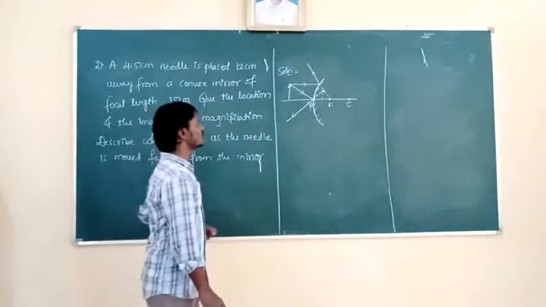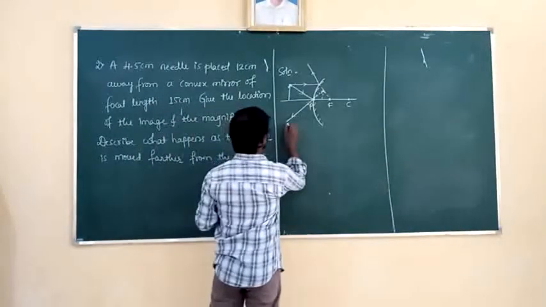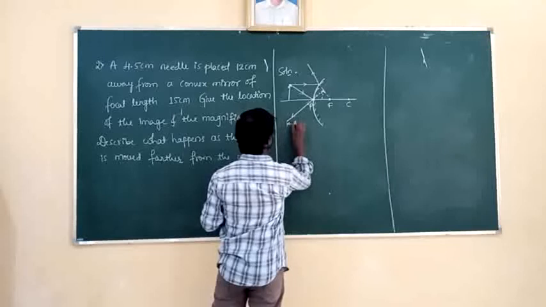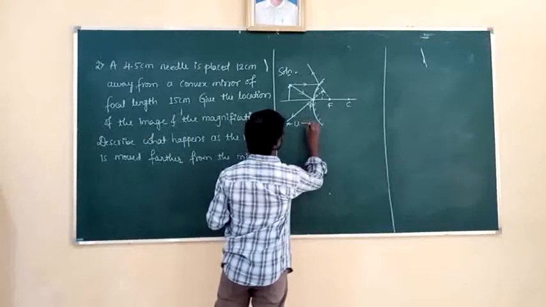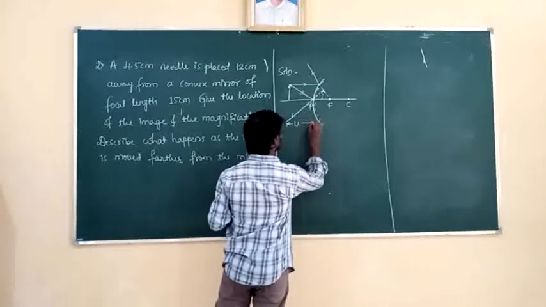Okay. Now let us solve. Object distance given. How much is the object distance given? That is 12 centimeter. Is it plus or minus? It is minus.